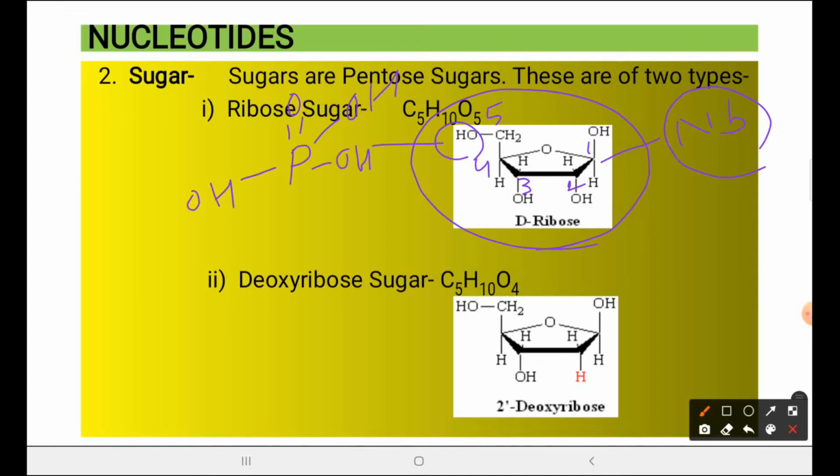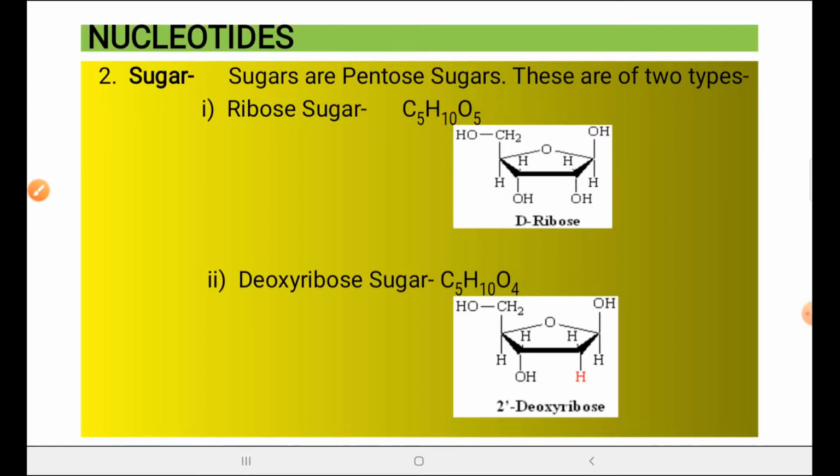Now this H and this OH are liberated in the form of H2O to form an ester bond. That I will let you know in the coming videos. Got it? So to this fifth carbon atom, the phosphate group is attached.